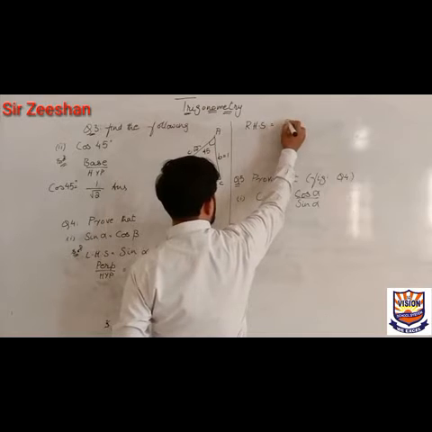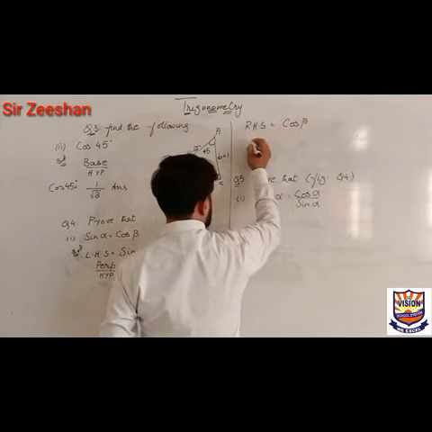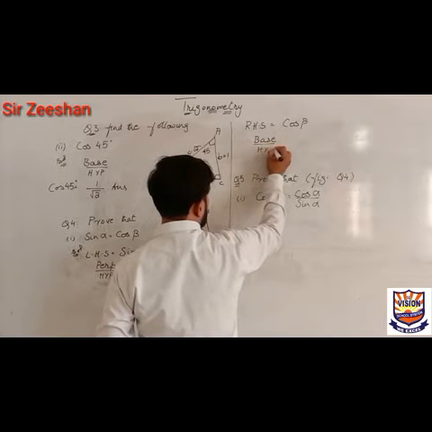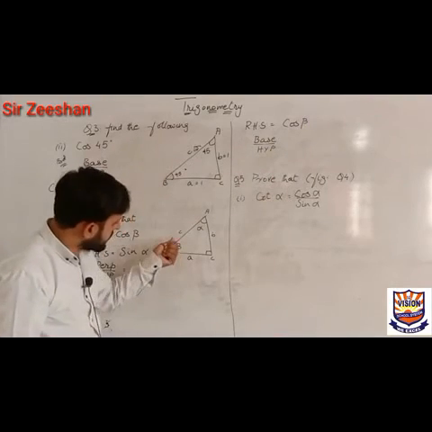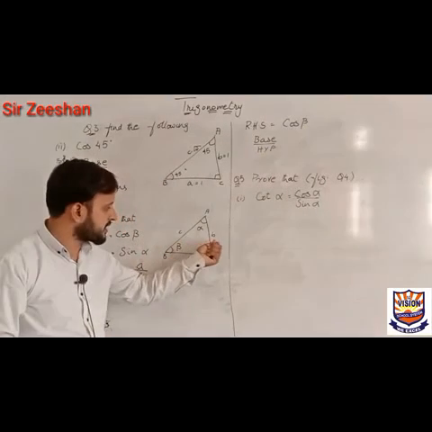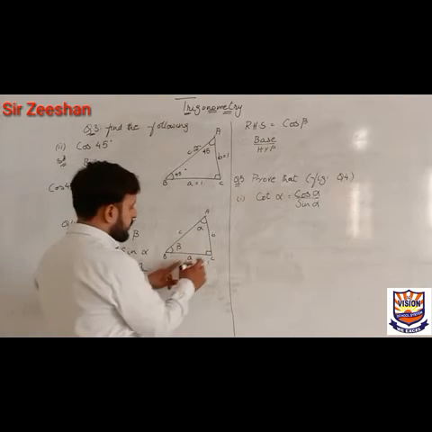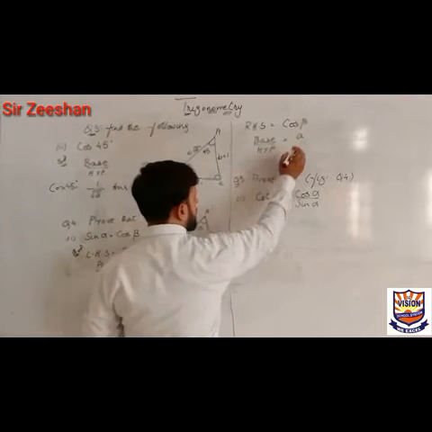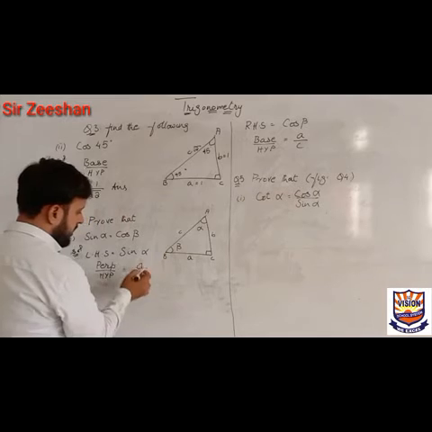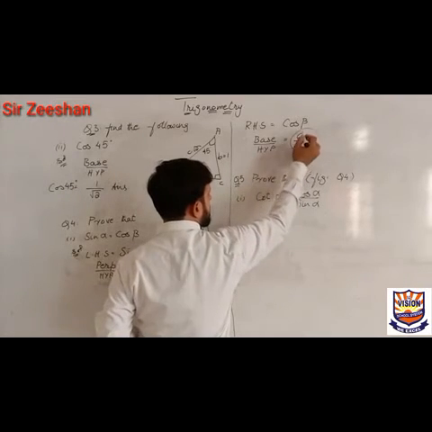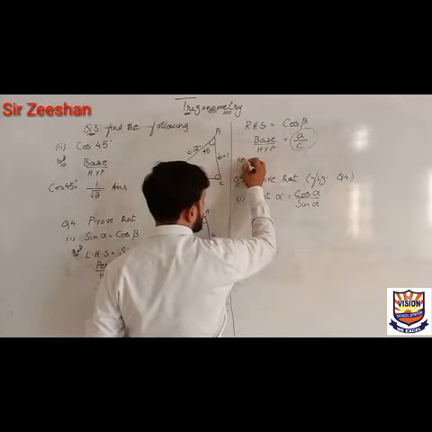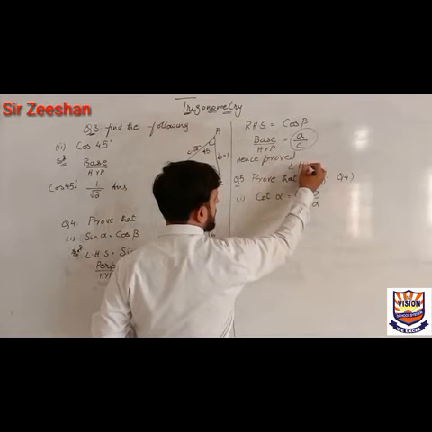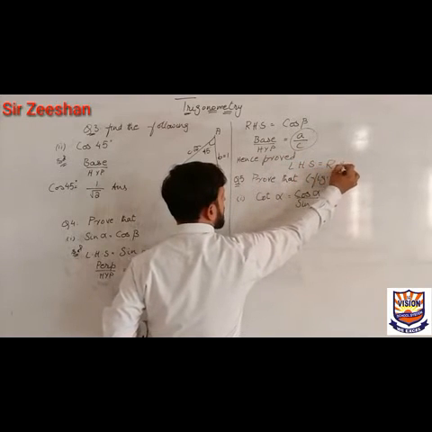right hand side is cos beta. Okay, so the formula of cos is base upon hypotenuse, and according to beta here, this is hypotenuse, this is base, and this is perpendicular. So the value of base here is A, and what is the value of C? So as you can see here, this answer and this answer are the same, so this is proof, hence proved. Left hand side is equal to right hand side.